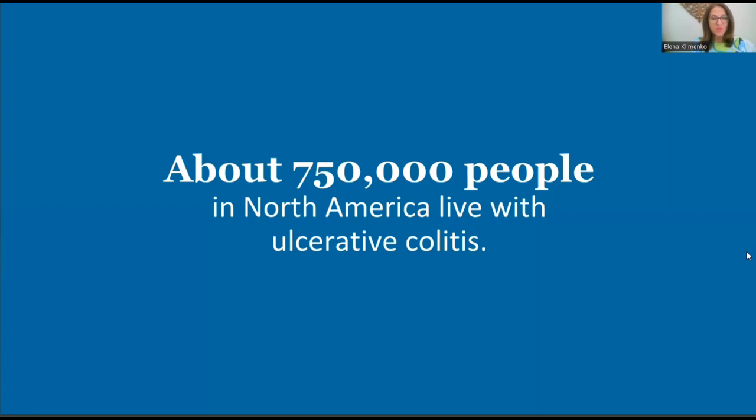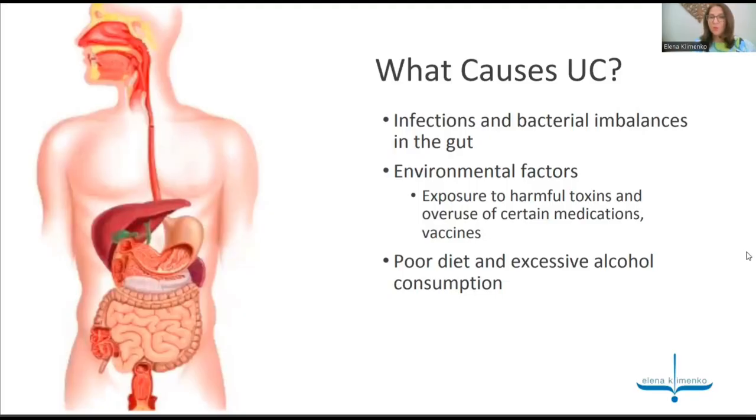So it turns out that just in North America, 750,000 people live with ulcerative colitis. So it is very common. And we're talking about just part of America. So what are the main reasons for ulcerative colitis to happen?